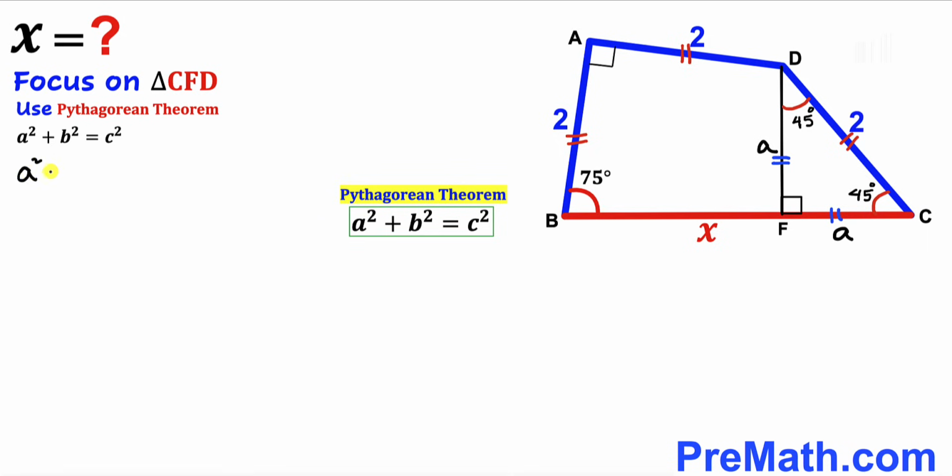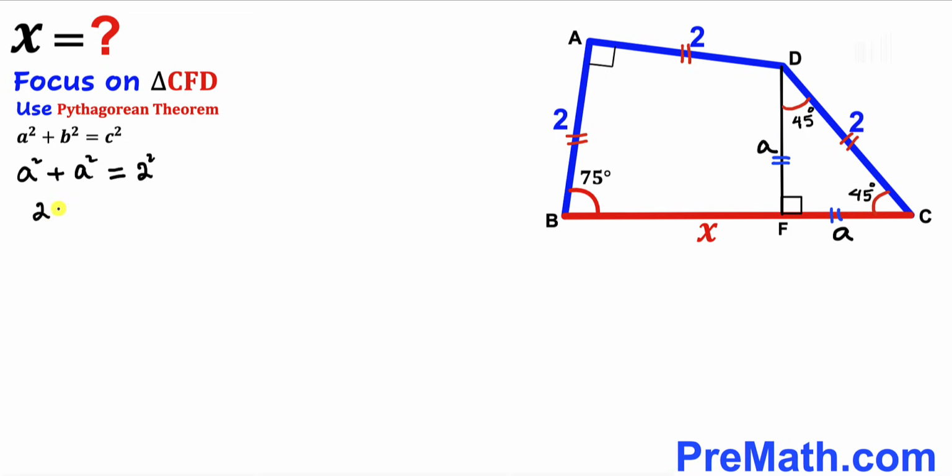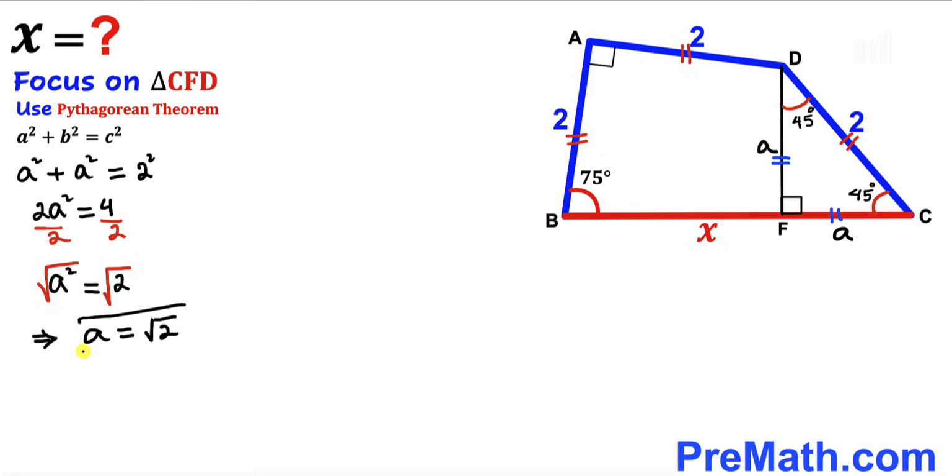So we got a squared plus a squared equals 2 squared. Let's simplify. We are going to get 2 times a squared equals 4. And now I'm going to undo this square by taking a square root on both sides. So therefore our lowercase a value turns out to be positive square root of 2. So thus this lowercase a value turns out to be square root of 2, and this lowercase a value is square root of 2 as well.